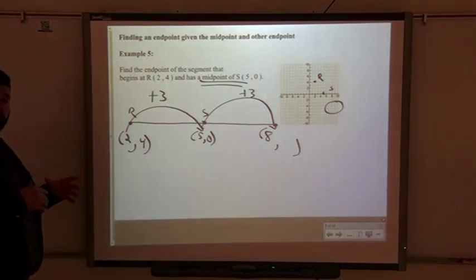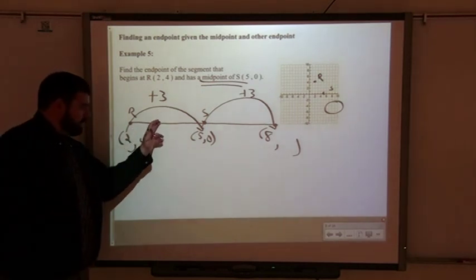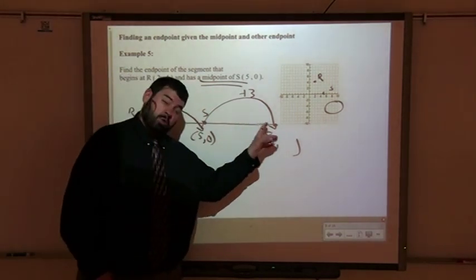I can't calculate the midpoint because that would tell me this point right here. I want to go all the way over here.